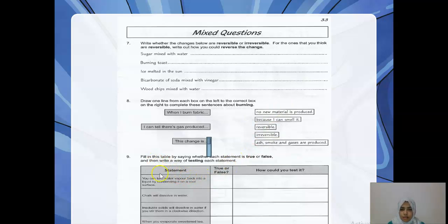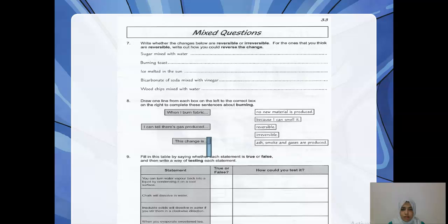Now here the last one is true or false. The statement is you can turn water vapor back into liquid by condensing it on a cool surface. Is it true or false? How can you test it? So describe how you will test it. How you can actually do it. Take a beaker and evaporate the water and then cover it with a lid. So you have to describe how you will test it.